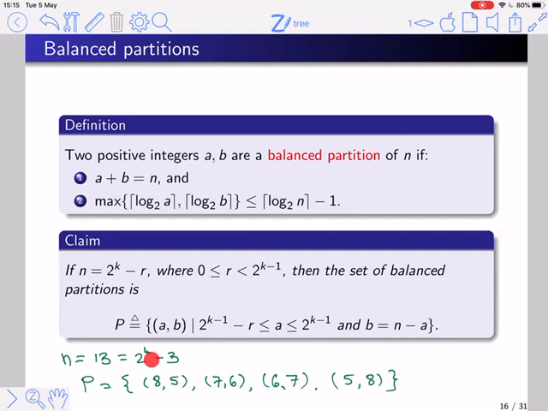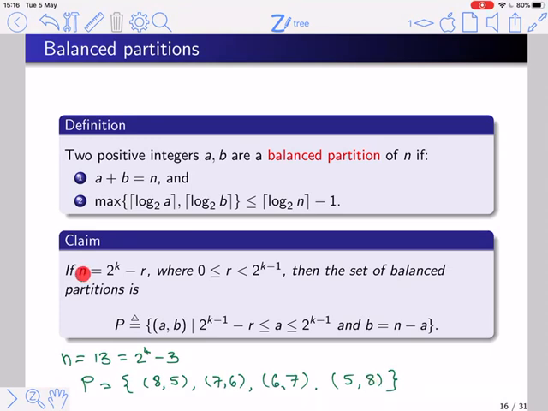8 plus 5 is, of course, 13. And I notice that log of 13 rounded up is 4. So 4 minus 1 is 3. Log of 8 is 3. Log of 5 is less than 3. So 8 and 5 constitute a balanced partition of 13. And you can check that 7 and 6 are also a good pair, 6 and 7 are also a good pair, and 5 and 8 are also a good pair.